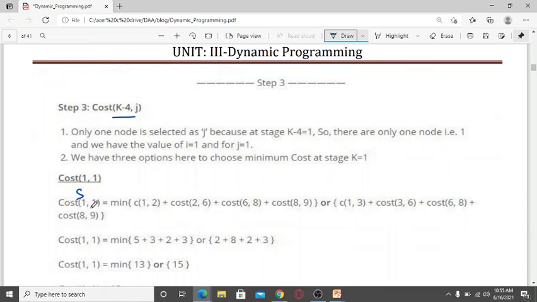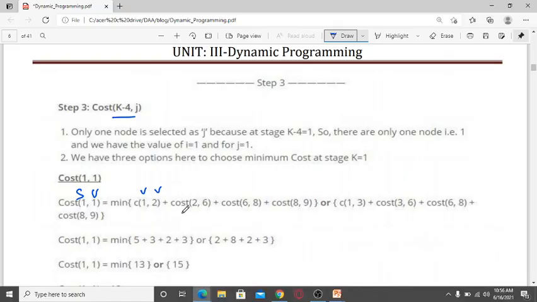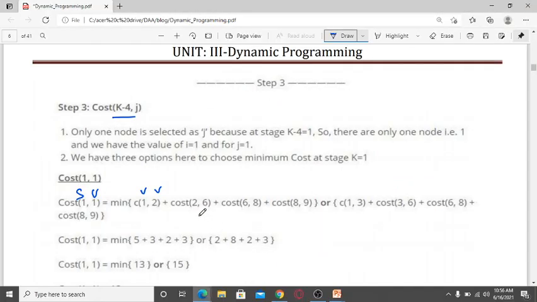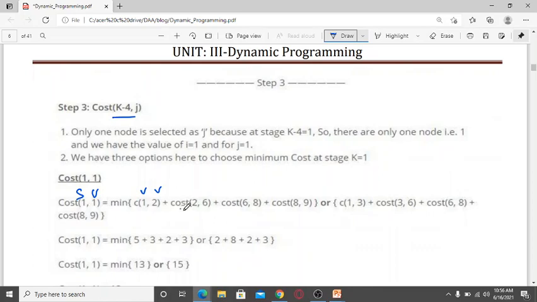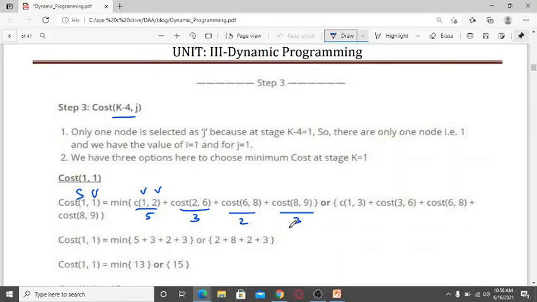What is (1, 1)? 1 is a stage, the first stage, and this one as a vertex is equal to the minimum of C of (1, 2). What is 1? 1 is the vertex, going from 1 to 2, another vertex, plus cost (2, 6), when it is going from 2 to 6. You can say (2, 6) is nothing but a stage. So we got 3 for (2, 6), and (1, 2) is 5, and the cost from 6 to 8 is 2. Again, from 8 to 9 is 3.